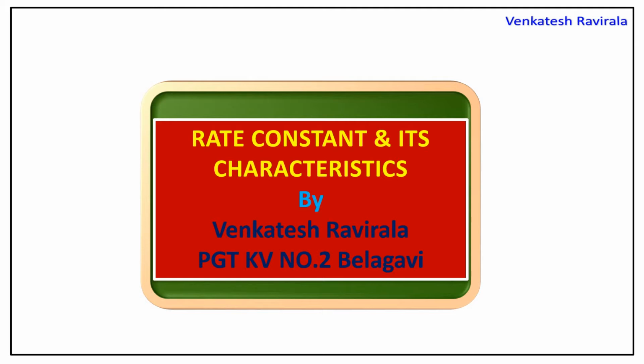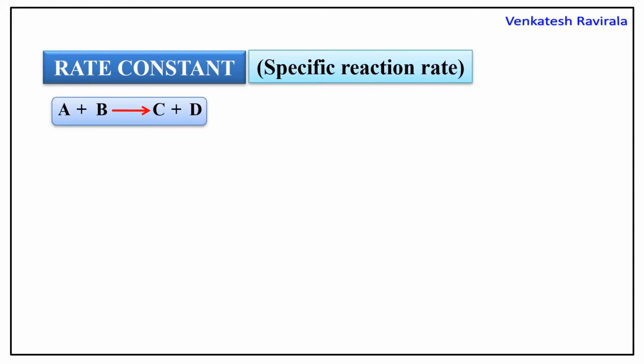Let me first take the definition of rate constant. Rate constant can also be called specific reaction rate, isn't it? Why it is called specific reaction rate, I will explain when we discuss the definition here. So I have taken A plus B gives rise to C plus D, a hypothetical reaction.